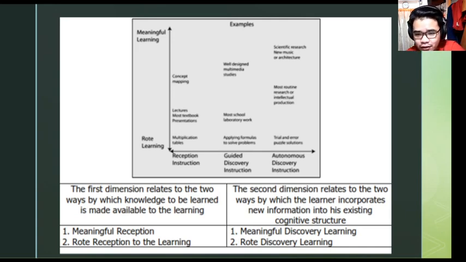Pero kung titignan natin itong nasa taas, okay, scientific research. Pag gumawa ka ng thesis, pag gumawa ka ng research, hindi lang rote learning ang included dyan. Hindi lang rote learning dapat yan. Hindi ka makakagawa ng thesis kung rote learning lang ang ginagamit mo. So, it should be meaningful learning. Okay, kung nakikita natin dito, meaningful learning siya at saka discovery instruction. Kasi kailangan mong to learn on your own, 'di ba?